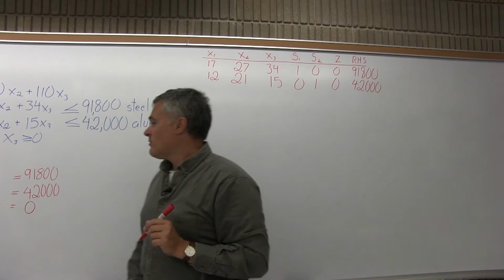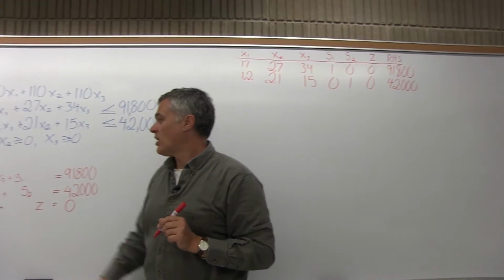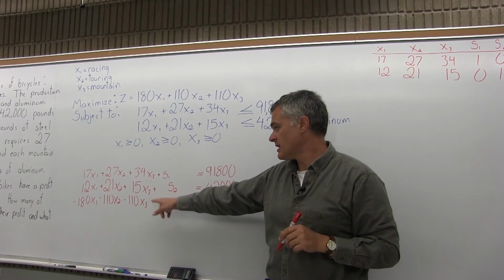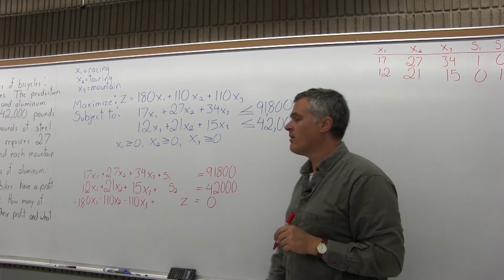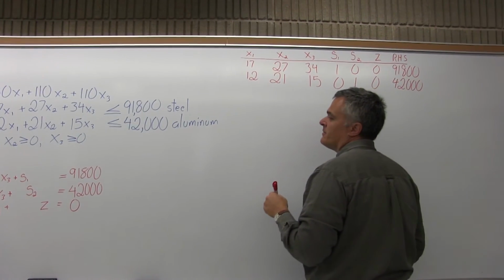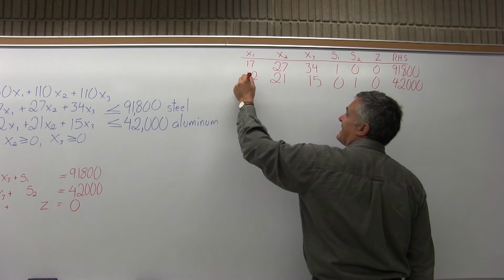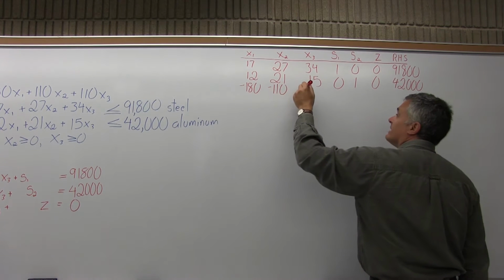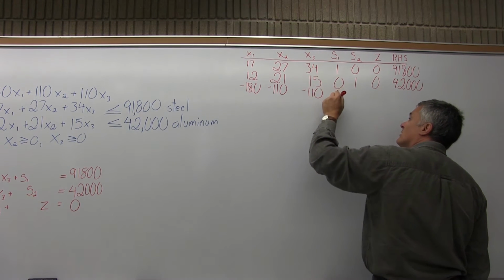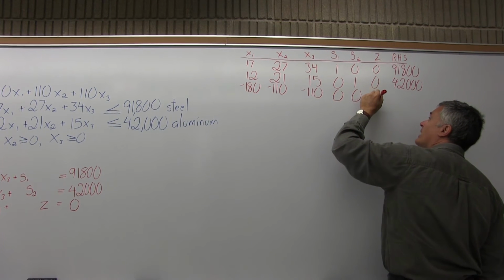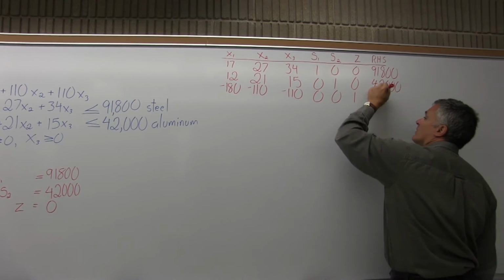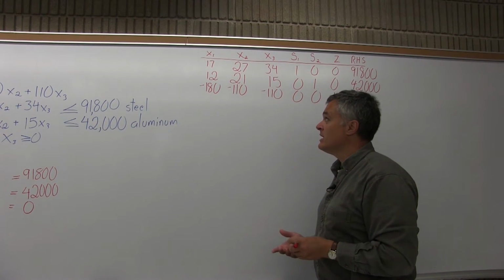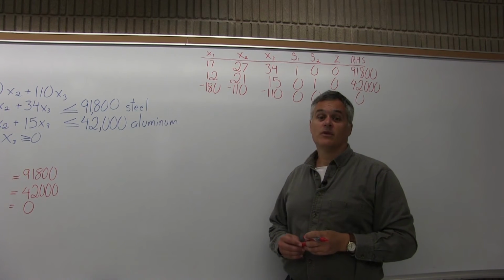And now there's one more row of my matrix from the one more equation that I have from the problem. The last equation was negative 180x1 minus 110x2 minus 110x3 plus z equals 0. So as I make that a line in my tableau, I'm going to have negative 180 in the x1 column, negative 110 in the x2 column, negative 110 again for the x3 column, 0 for S1, 0 for S2, 1 in the Z column, and 0 for the RHS column. So that's the initial simplex tableau. So now what we have to do is figure out where I'm going to pivot it and perform the pivot.